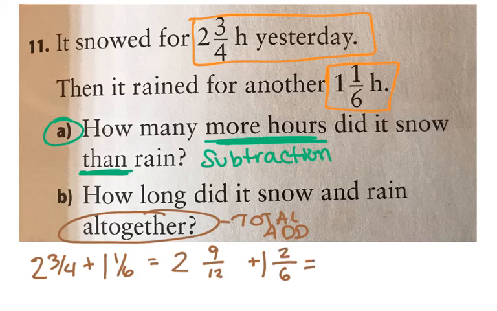Okay. So our 2 plus 1, that's 3. Oops. I noticed I made a little mini error here. Okay, and then our denominator stays the same. Okay, now 9 plus 2 is 11. So 3 and 11/12. Can we simplify it? No, it's at its lowest.